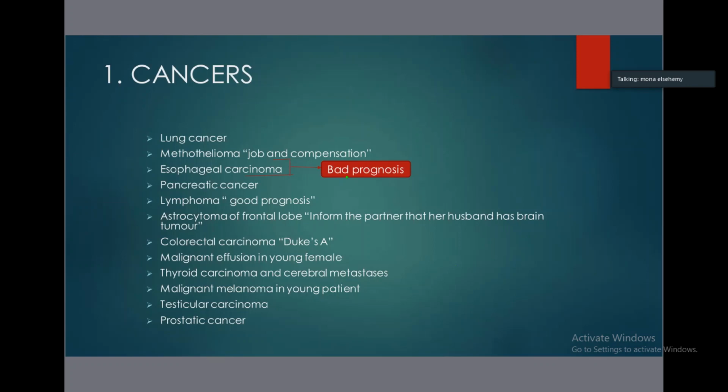Clear, thank you. Any questions? Hello, Doctor. Astrocytoma, is it a good cancer or a bad cancer actually?